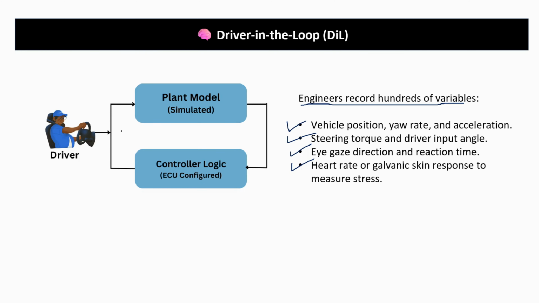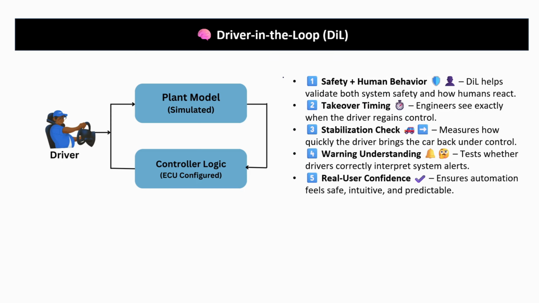This data helps correlate vehicle behavior with driver response, forming the foundation for future driver assistance algorithms. For example, by analyzing where drivers look before lane changes, engineers can design better warning systems that predict driver intent rather than just react.